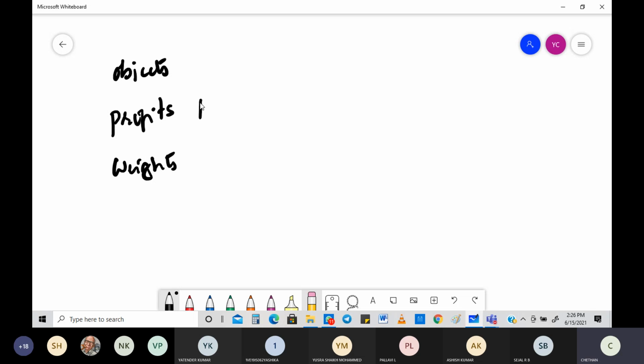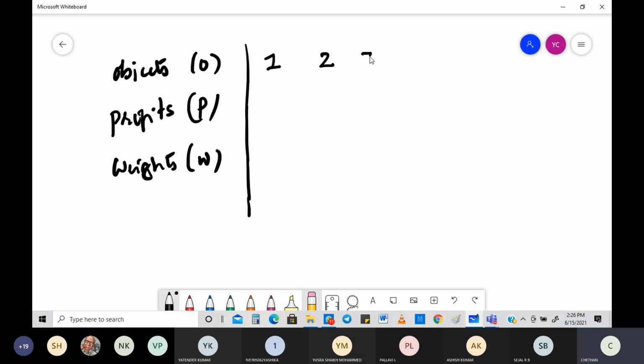Okay, you can call profits by P, weights by W, and objects by O. It's not 0, it's O. And how many objects are there? There are 7 objects. I'll write it like this: object number 1, 2, 3, 4, 5, 6, and 7. Okay, there are 7 objects.